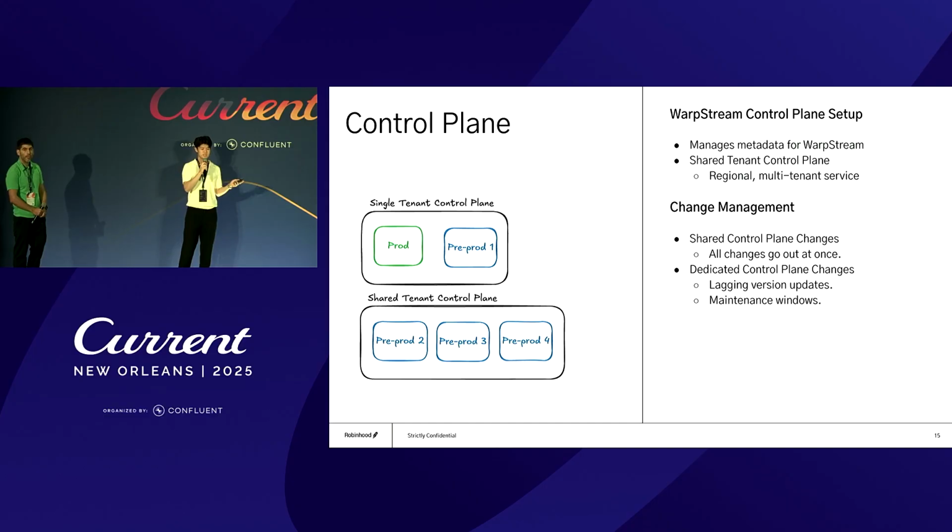So enter the WarpStream single tenant control plane that we purchased from Confluent. In this world, we are the only tenant in the service, and that gives us more control over when these upgrades happen. What that allows us to do is some lagging upgrades. So I'm going to walk through an example real quick here.